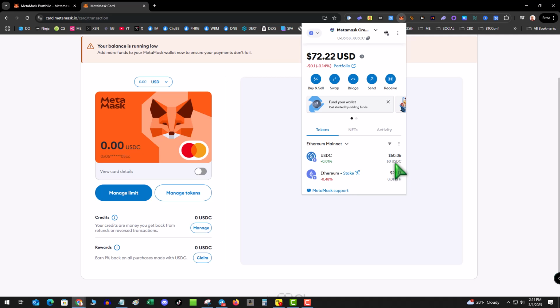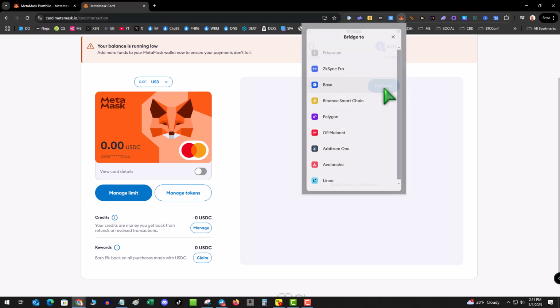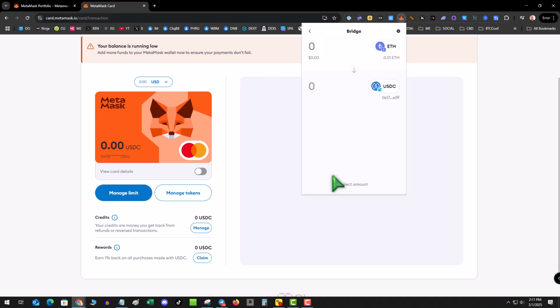So what you need to do to add funds to your MetaMask credit card is bridge over to the Linea network, which is a layer two, basically scaling. So you hit bridge, we go ETH, bridge to, we're going to type in Linea, never even heard of it before today, and we're going to go USDC.